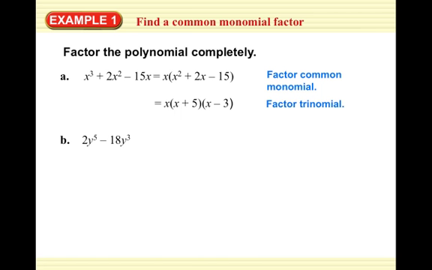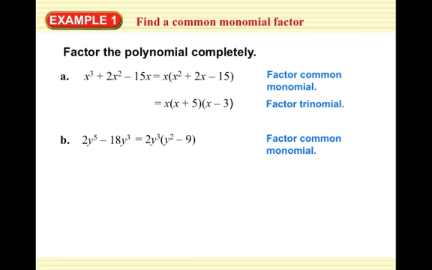All right, our next one, we've got 2y to the 5th minus 18y cubed. So we can factor out the smaller power of y, so we're going to be able to factor out y cubed. And also both terms have an even coefficient, so we will be able to factor out a 2. So altogether, our greatest common factor is going to be 2y cubed.